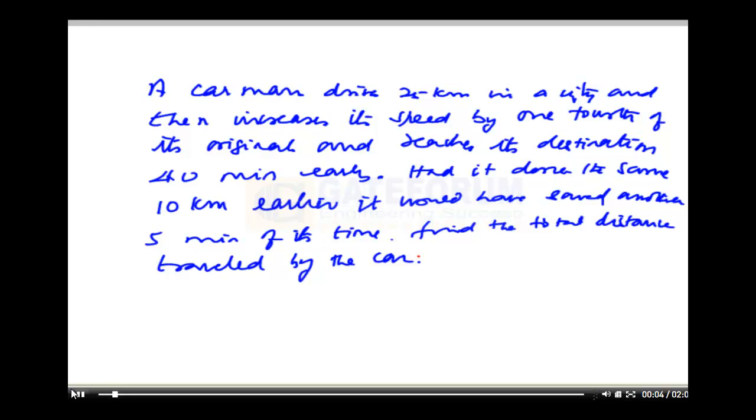In a city, and then increases its speed by 1/4 of its original and reaches its destination 40 minutes early. Had it done the same 10 km earlier, it would have saved another 5 minutes of its time. Find the total distance traveled by the car.